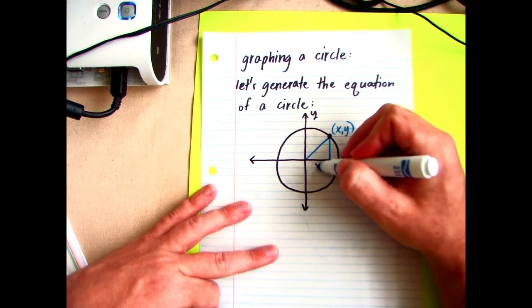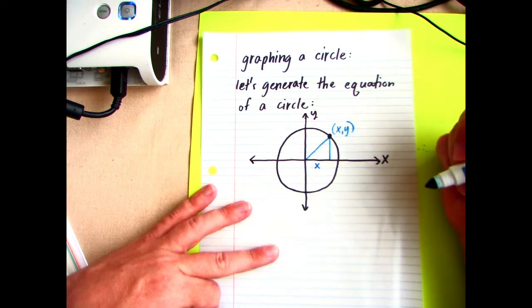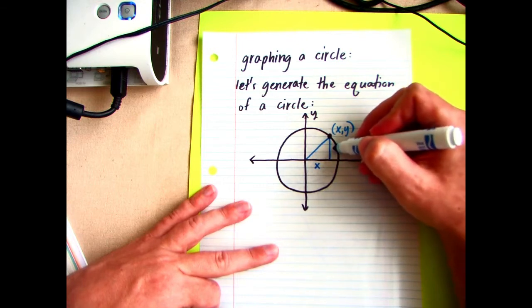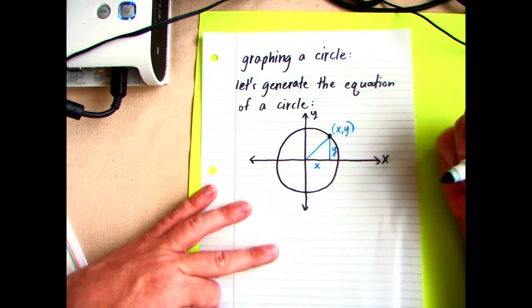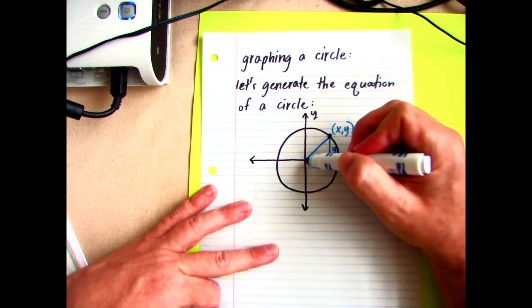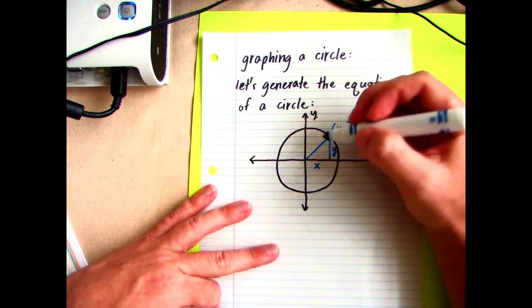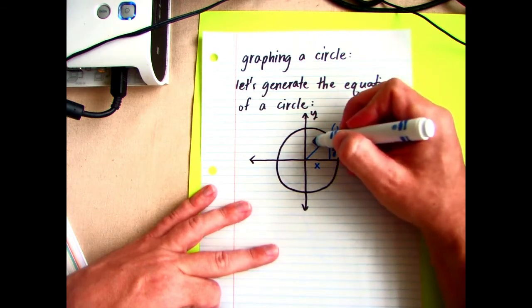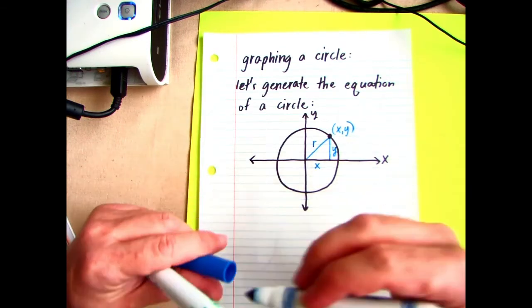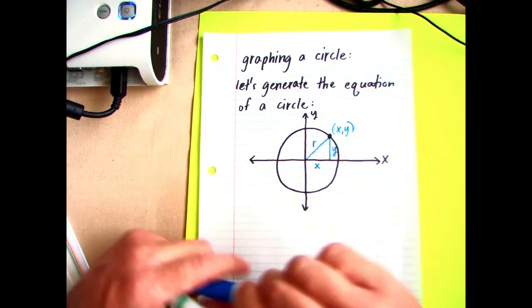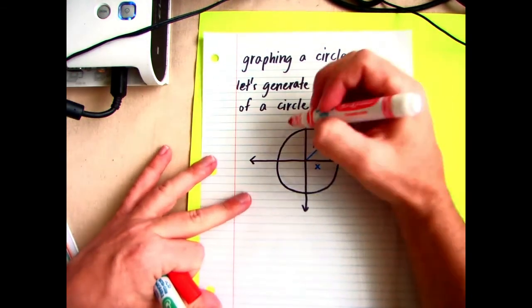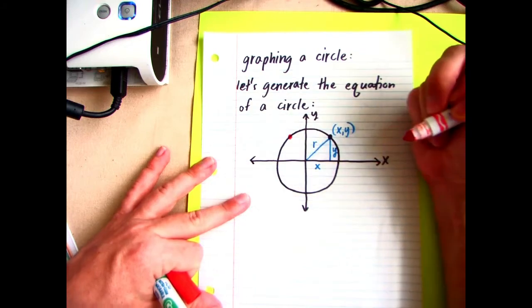Well, if you think about it, that leg on the x-axis has a length of x. The leg going up has a length of y. So we've identified the two lengths of sides of our right triangle. And if you notice, the hypotenuse of that triangle is the radius of the circle. So my two sides are x and y, and the hypotenuse is the radius.